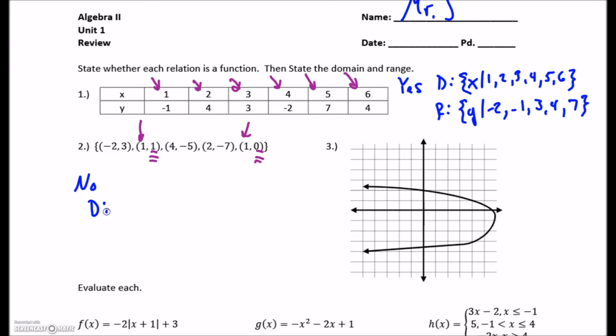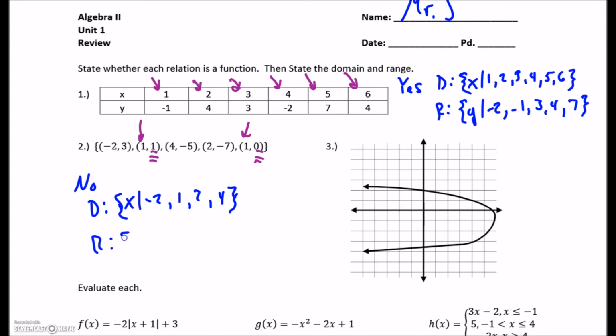And now the domain and range. Again, I'm just going to list these. The domain is x such that. And I will list these in order, so it looks like the -2 is the smallest. Then the 1, then the 2, then the 4. Again, even though that 1 occurs twice, I only write it once.